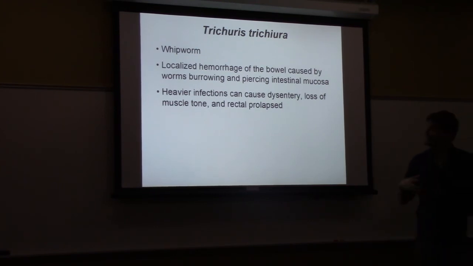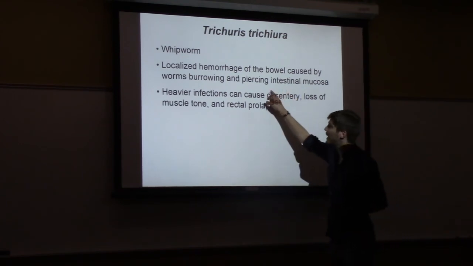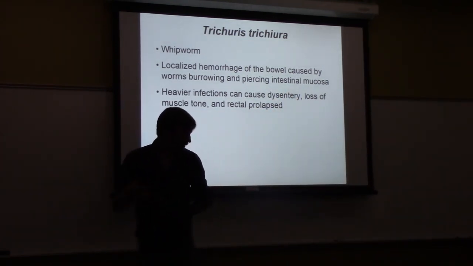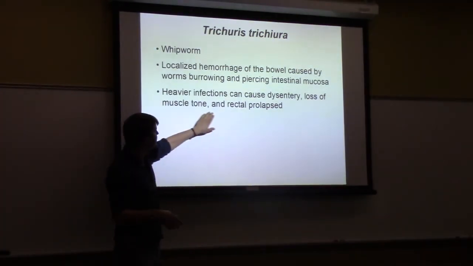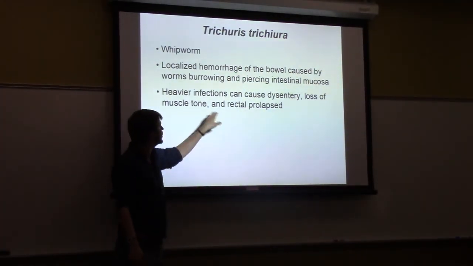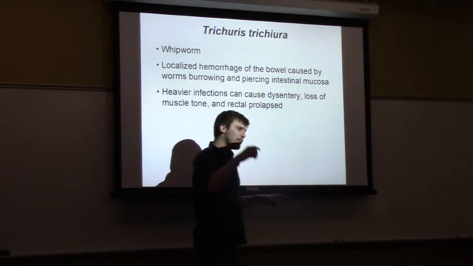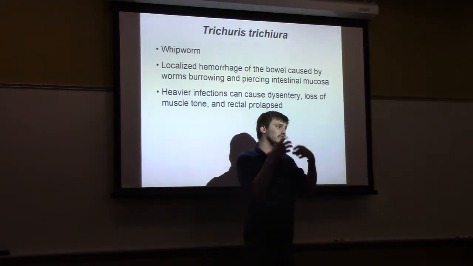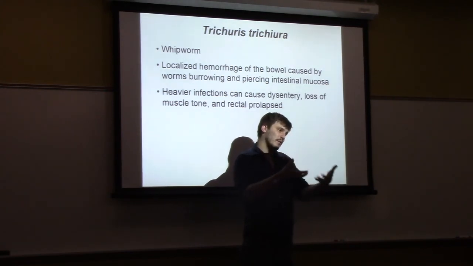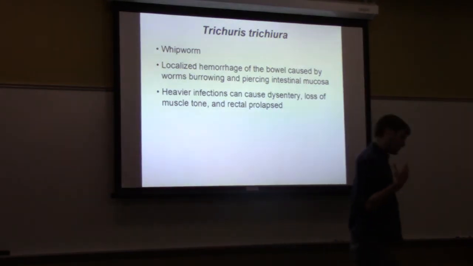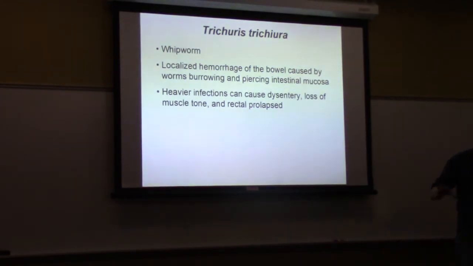However, in some cases, especially if you have a large amount of worms, you can develop dysentery or bloody diarrhea. And the biggest problem with these is loss of muscle tone or rectal prolapse. If you get a large amount of these worms, they burrow in so much that they destroy the muscle and the rectum just comes right out of the anus. Okay. That requires surgery to repair. But again, the good news is that you need a lot of worms for this to happen. Just have a little bit, probably not that big of a deal.